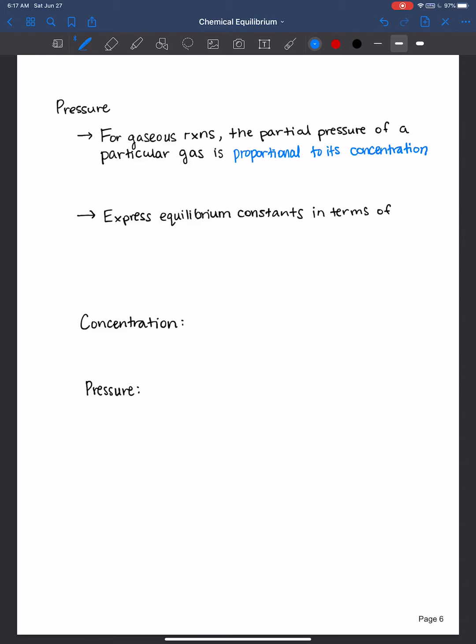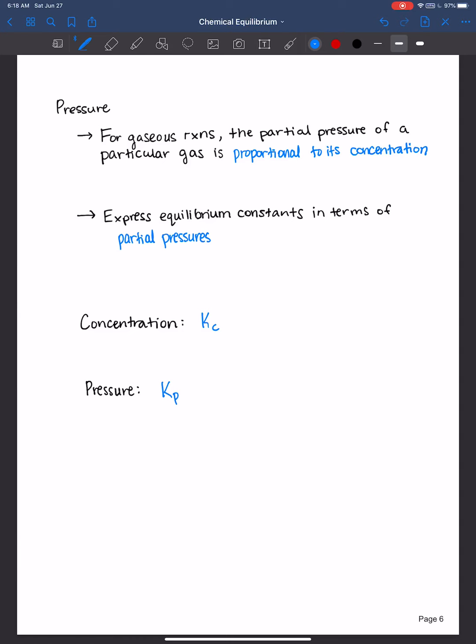And you can express equilibrium constants in terms of partial pressures. So always be mindful when you're working problems if it's asking for the equilibrium constant expression in terms of pressure or in terms of concentration. And the way we represent that is for concentration, Kc, and then pressure is Kp.